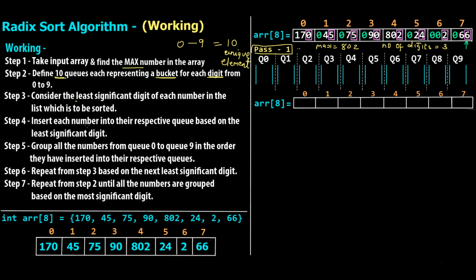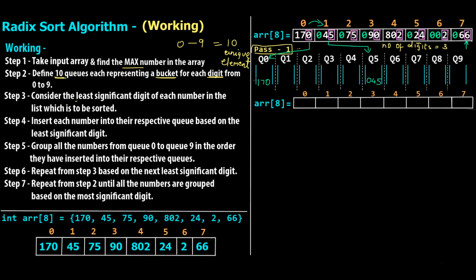Now step 4 is to insert each number into its respective queue based on that least significant digit. We have to go from left to right. We take 170 and consider the least significant digit, which is 0. Since it is 0, it goes in Q0, so I'm going to write 170 over here. Then I move forward to the next element, 045. The digit we are considering for the first pass is the units place, which is 5. So 045 goes in Q5, and it's inserted over here.